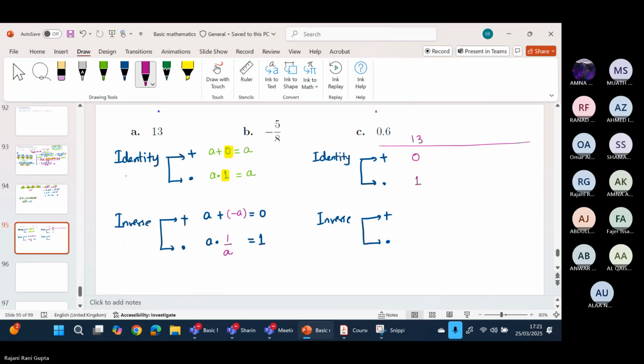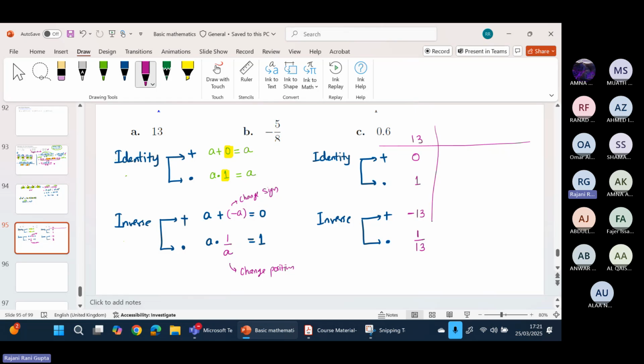1. Okay, inverse. What is the inverse for 13 for addition? Minus 13. Very good. And for multiplication? One over 13. See, here, change sign for inverse, and here, change position.